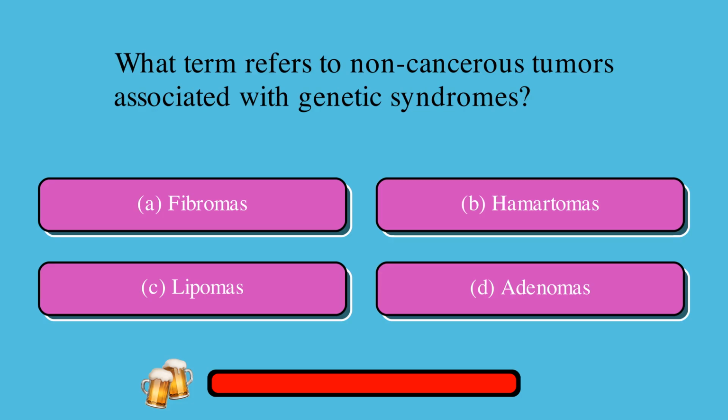What term refers to non-cancerous tumors associated with genetic syndromes? A. Fibromas, or B. Hamartomas, or C. Lipomas, or D. Adenomas? The correct answer is B. Hamartomas.